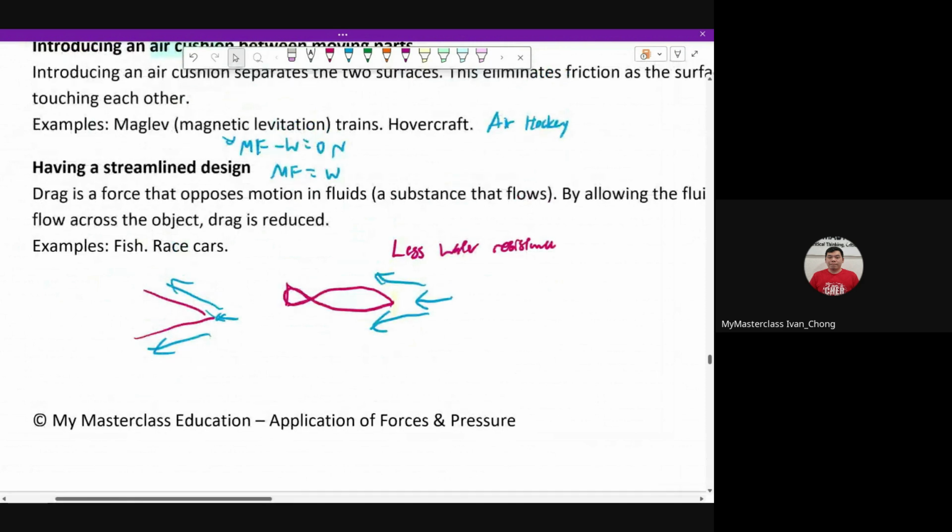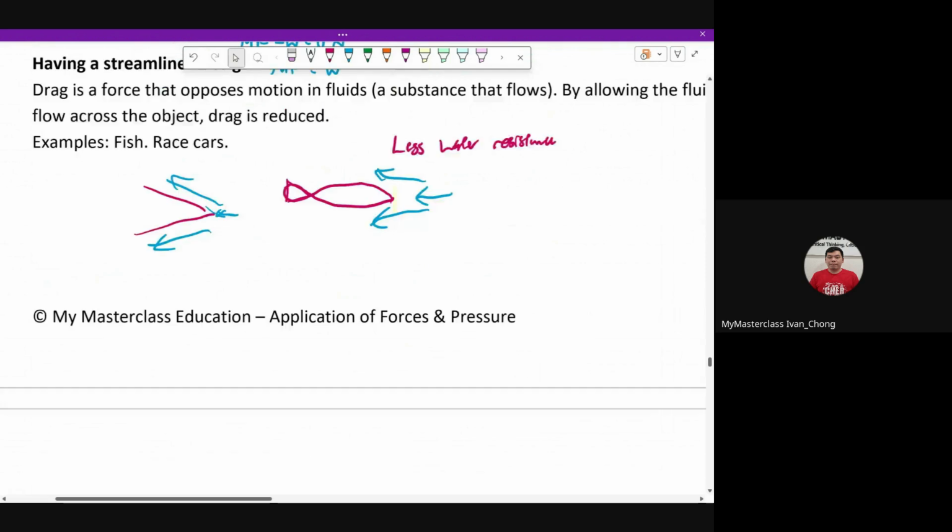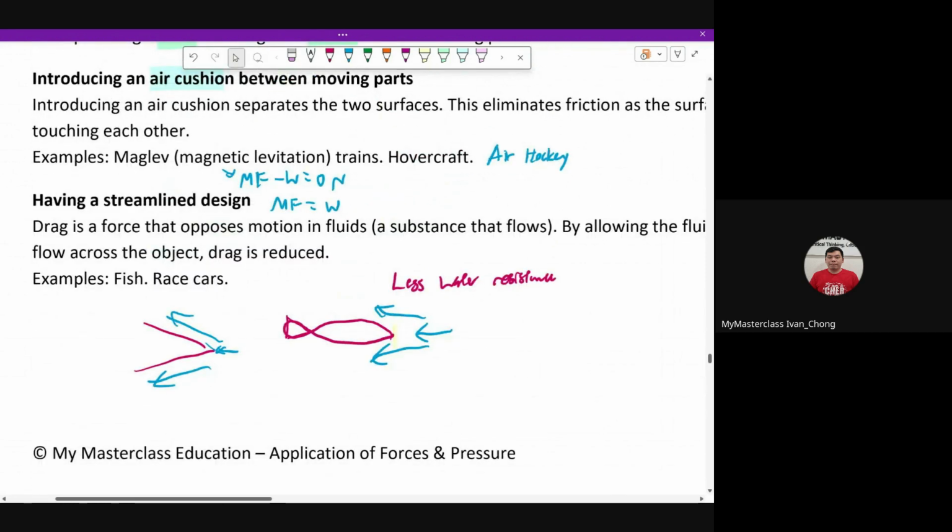So sometimes if you look at the Olympics, your cyclists will bend forward and lean forward because they want to reduce their contact surface area with the air around them. Okay, so that is all for your friction.